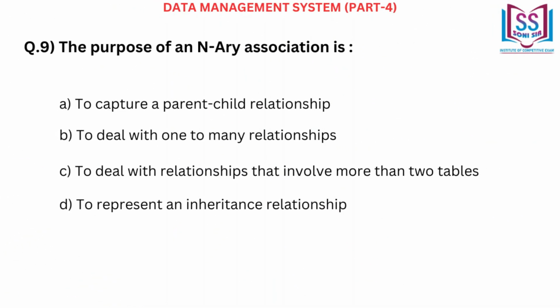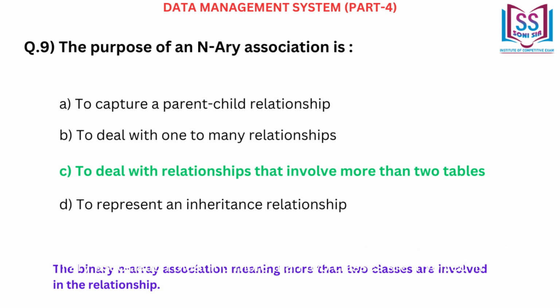The purpose of an NRE association is: A. To capture a parent-child relationship, B. To deal with one-to-many relationships, C. To deal with relationships that involve more than two tables, D. To represent an inheritance relationship. Correct answer C. To deal with relationships that involve more than two tables. It is an NRE association, meaning more than two classes are involved in the relationship.